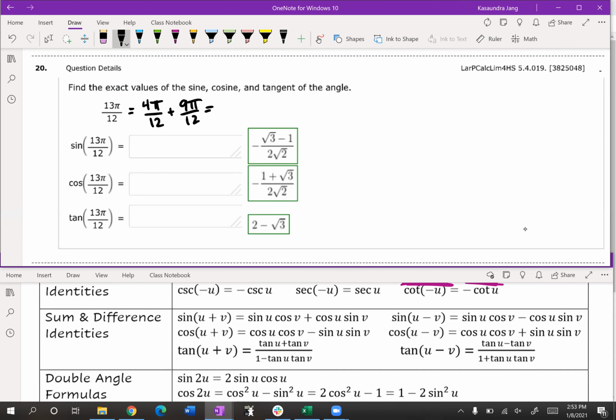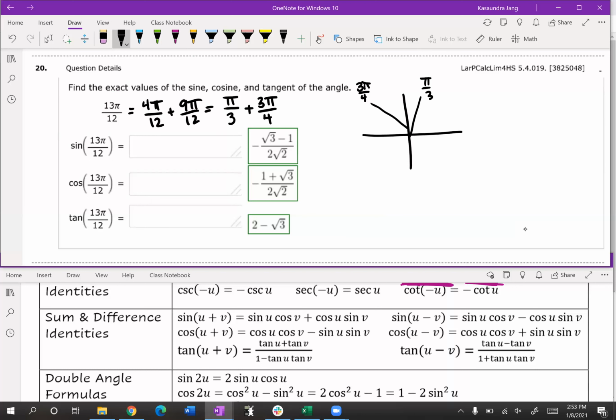So I'm going to reduce these fractions down. 4 twelfths is a third, so pi thirds. 9 twelfths, they're both divisible by 3, so I'm going to get 3 pi fourths. Okay, so these are actually points that we have on our unit circle. We should have them memorized. There's my pi thirds, and my 3 pi fourths over here in the second quadrant.